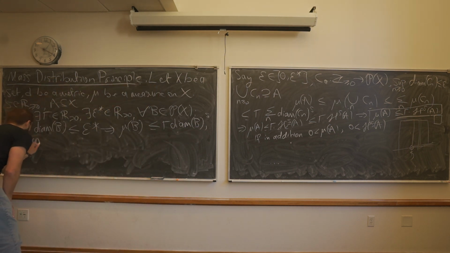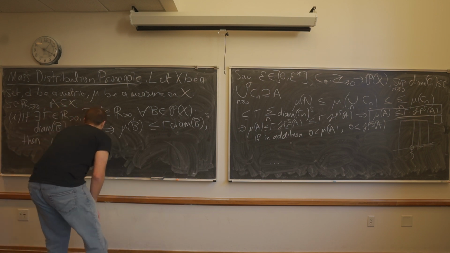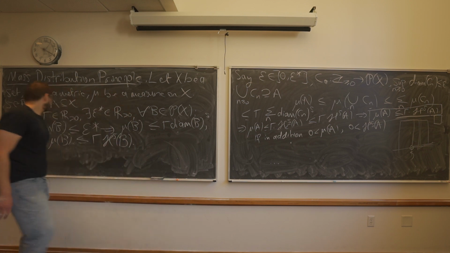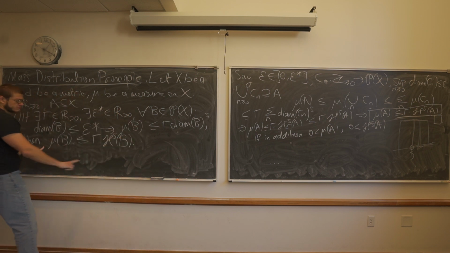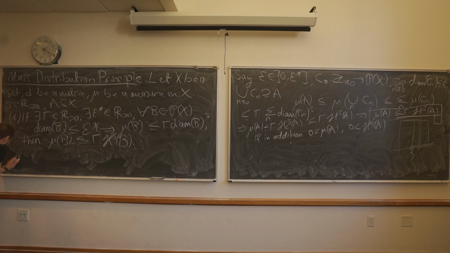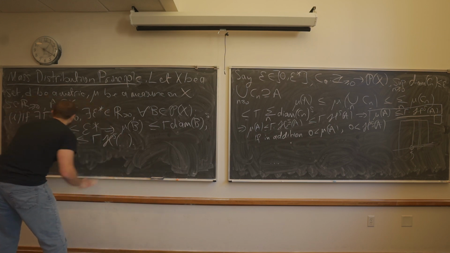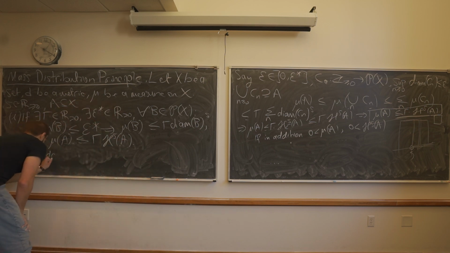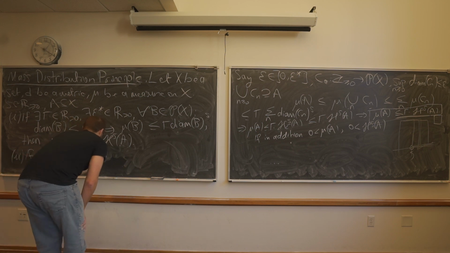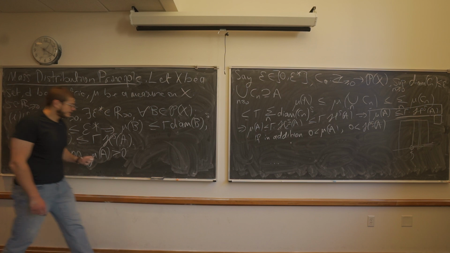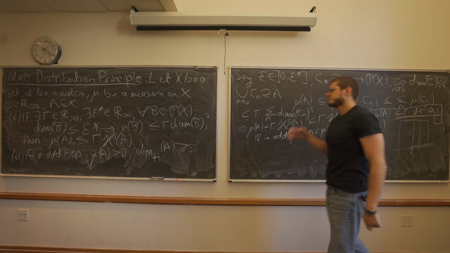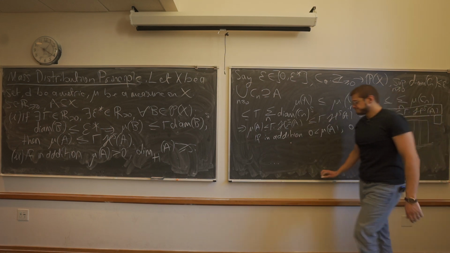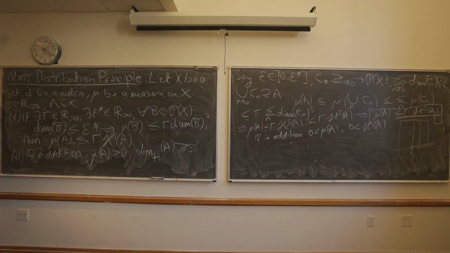then item 1 in the mass distribution principle is that if you have this, then this. Item 2: if in addition, oh, this should be A, sorry, if in addition mu of A is positive, then the Hausdorff dimension is bounded from below. That's a statement. That's what we proved, actually. Apologies for this. Any questions? Okay, let's take a break.